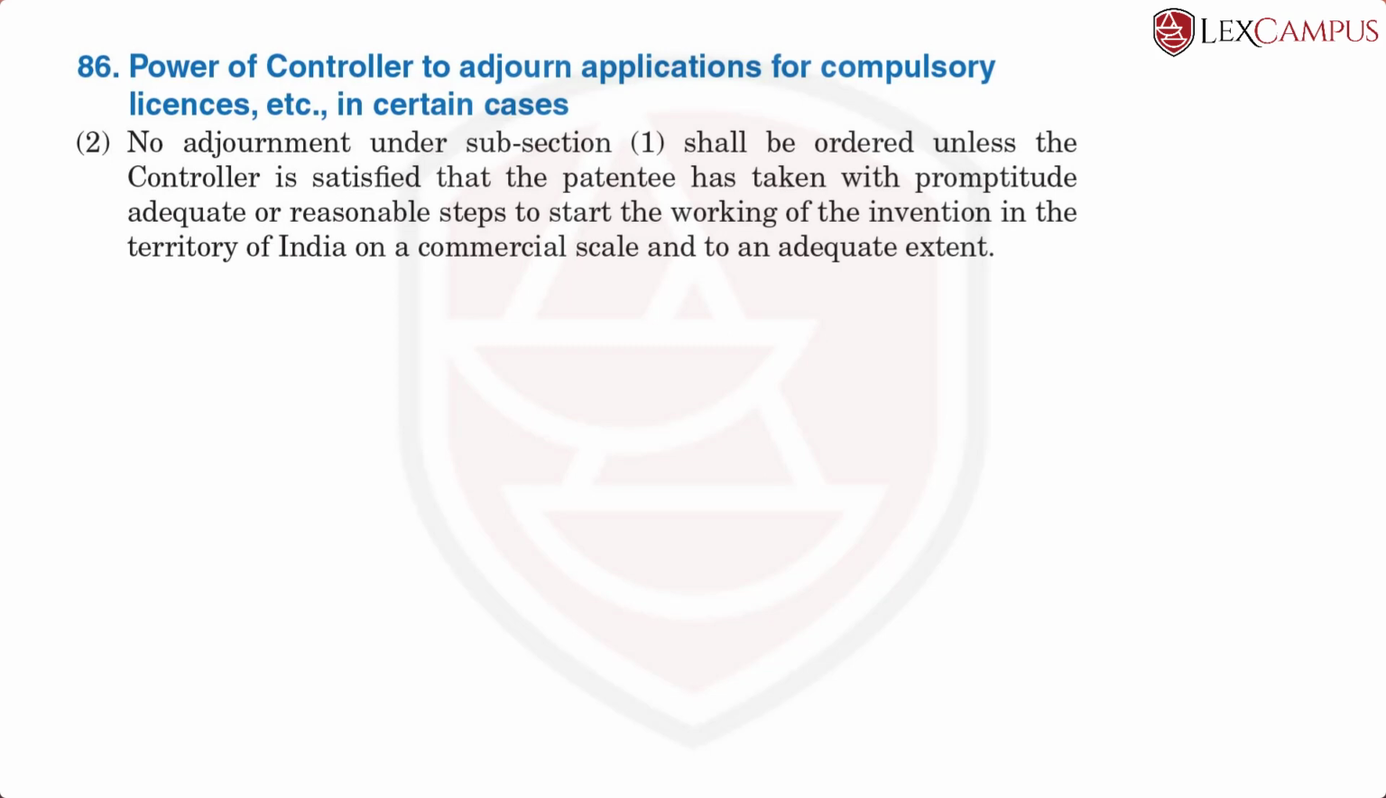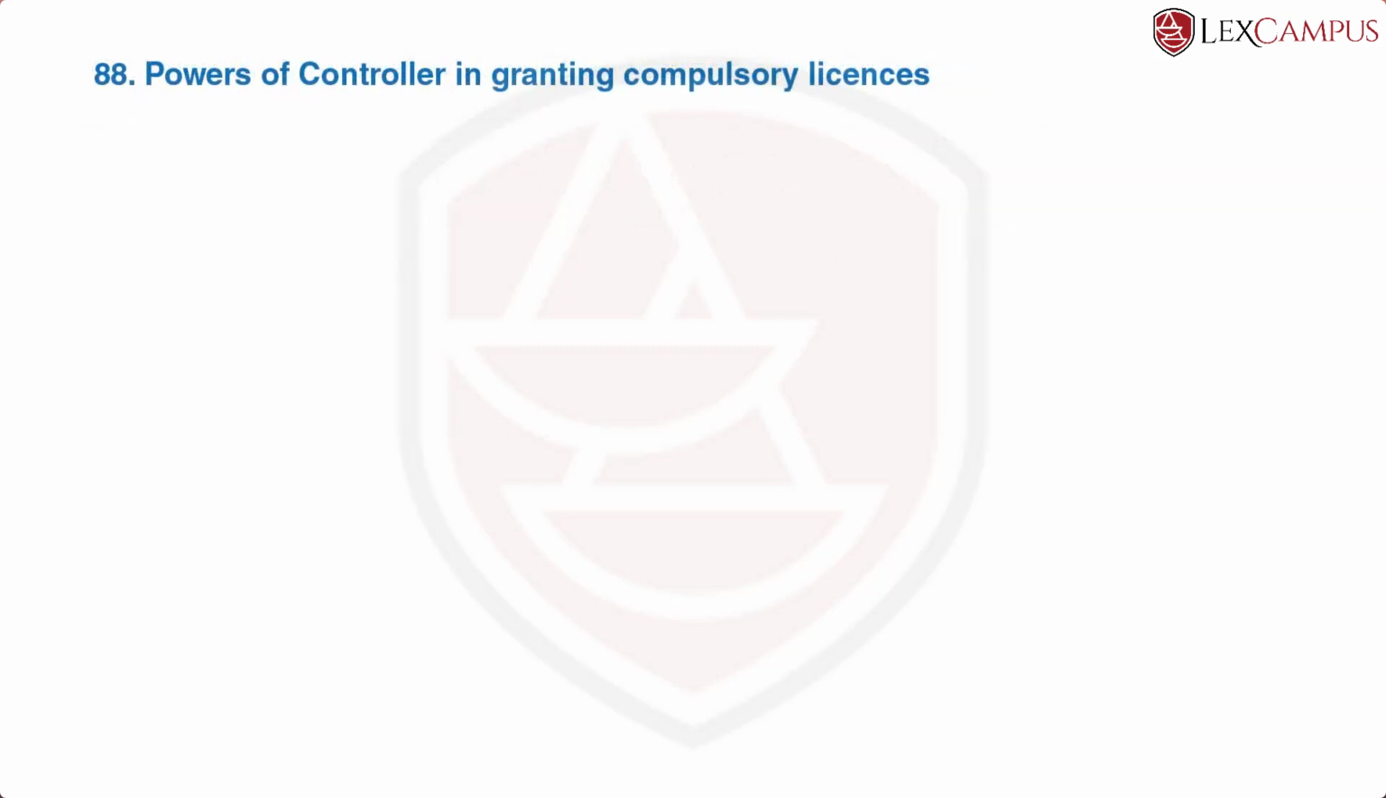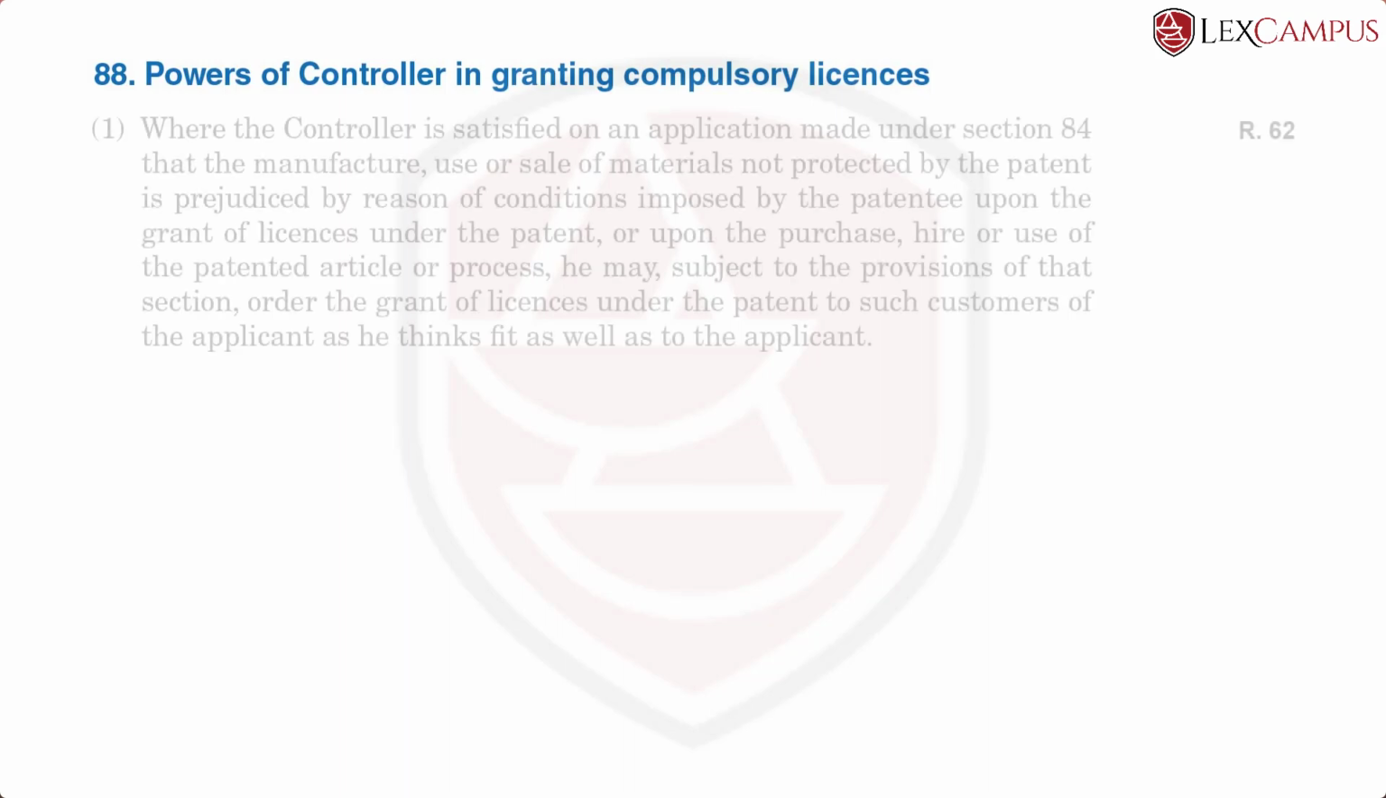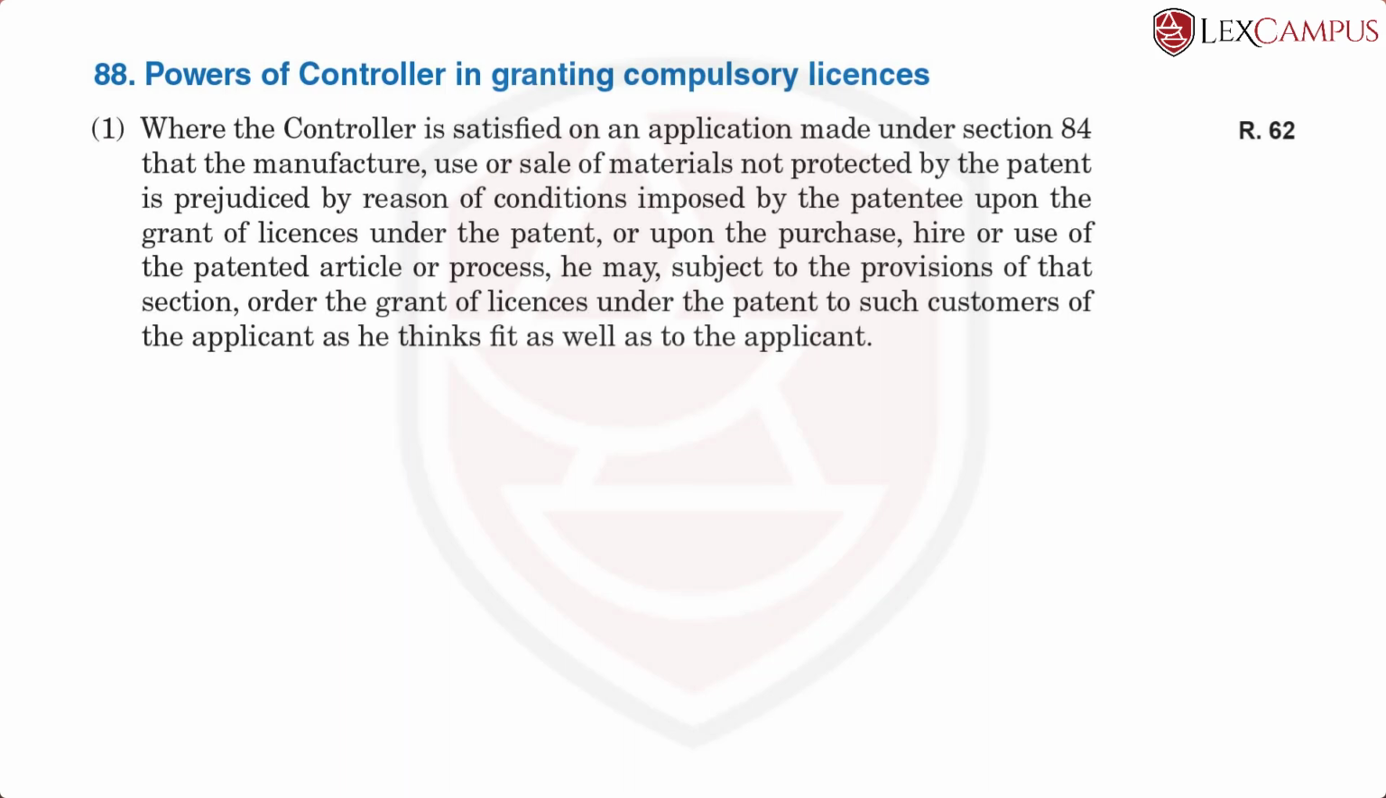Now let us look at the powers of the controller. 88. Powers of controller in granting compulsory licenses. 1. Where the controller is satisfied on an application being made under section 84 that the manufacture, use and sale of the materials not protected by the patent is prejudiced by reason of conditions imposed by the patentee upon the grant of licenses under the patent or upon the purchase, hire or use of a patented article or process, he may, subject to the provisions of that section, order the grant of licenses under the patent to such customers of the applicant as he thinks fit, as well as to the applicant.